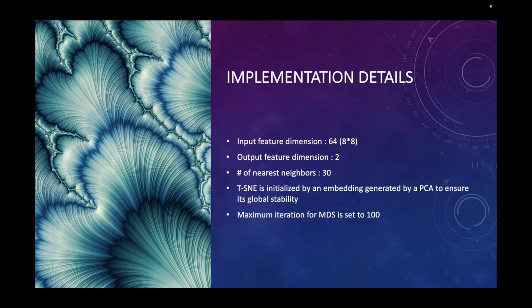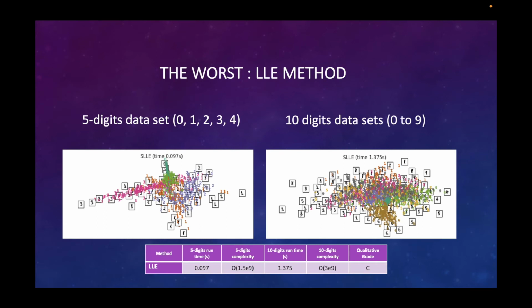Also, for the t-SNE algorithm, we have initialized the algorithm with an embedding generated by PCA to ensure its global stability. For the MDS method, the maximum number of iterations is set to 100. Okay, we start with the worst method and go to the best.